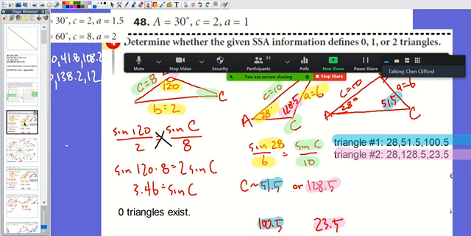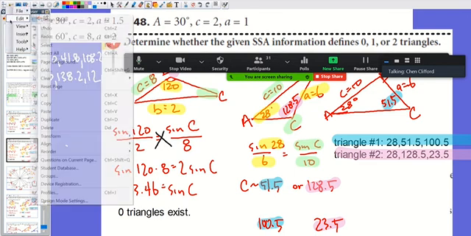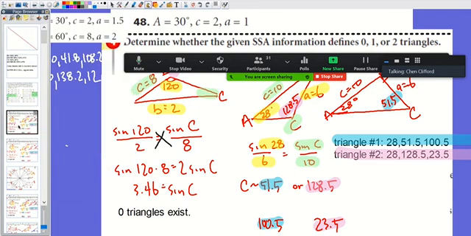Confusing. I definitely still think they're 100% doable, but you got to pay attention to all the details. Okay.